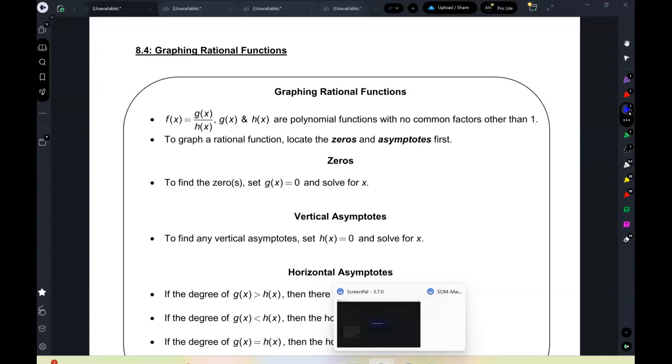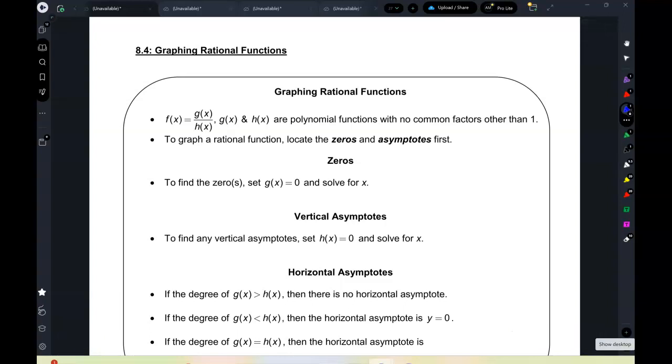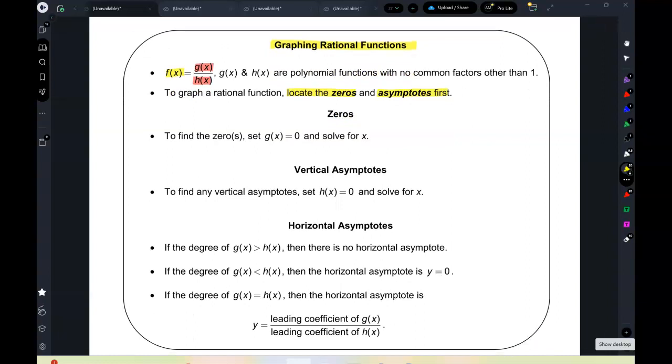Okay, so first, let's talk about what a rational function is, right? Before we start graphing them. A rational function is when you have one function in the numerator and another function in the denominator, okay? To graph a rational function, first you have to find the zeros and the asymptotes, okay? So I have laid everything out here on how to find it. So whatever you're going to do, you're going to refer to this page.